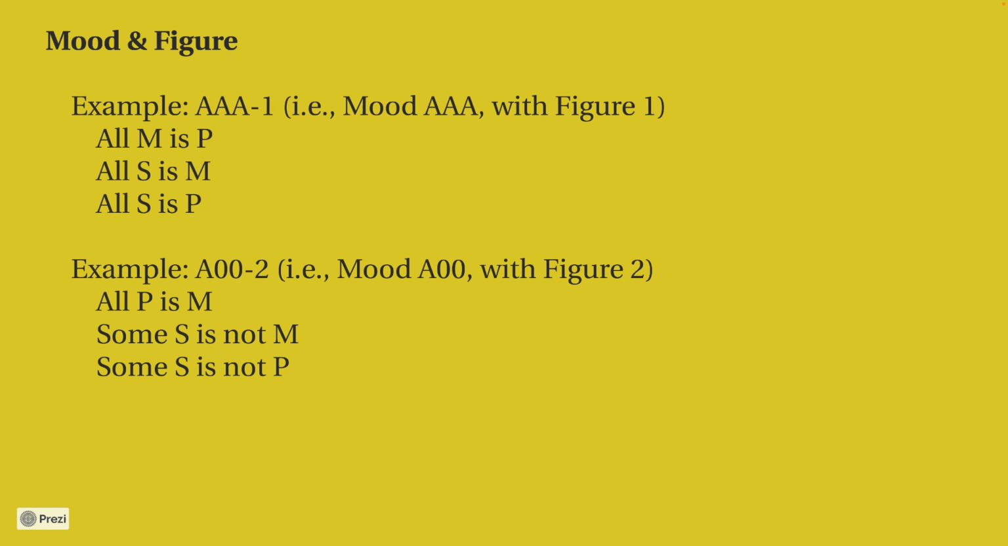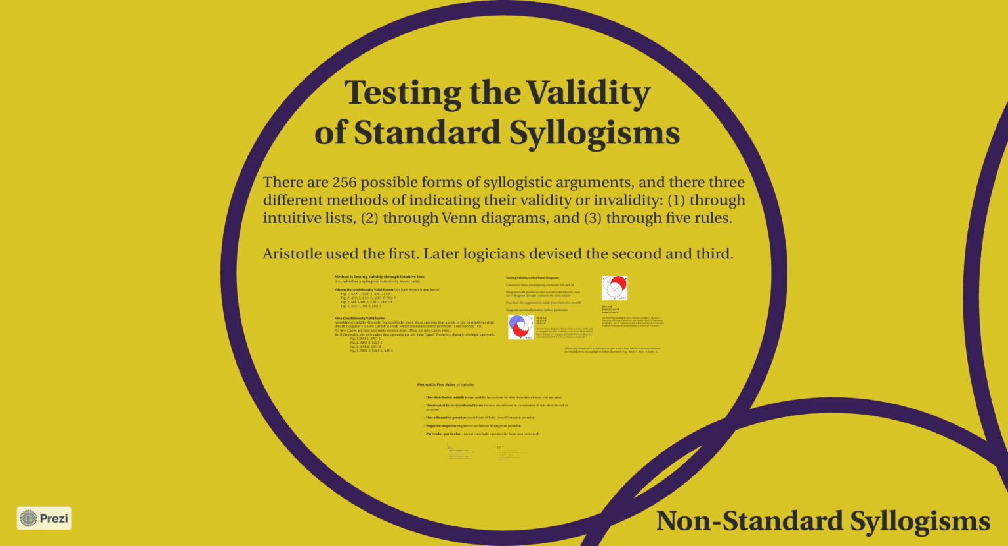So now that we understand the basic nature and function of a standard categorical syllogism, let's talk about how to test the validity of these syllogisms. Now, syllogistic arguments can come in a number of forms, well over 200. And there are three different methods for indicating validity or invalidity. First, we have the use of intuitive lists. This was the method that Aristotle used. But later logicians added two additional methods, Venn diagrams, and also by evaluating whether an argument adheres to five basic rules.